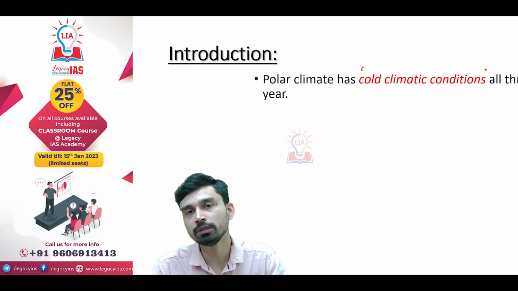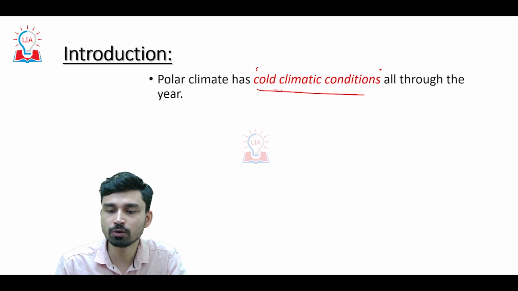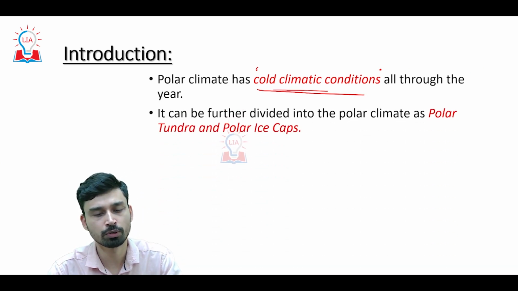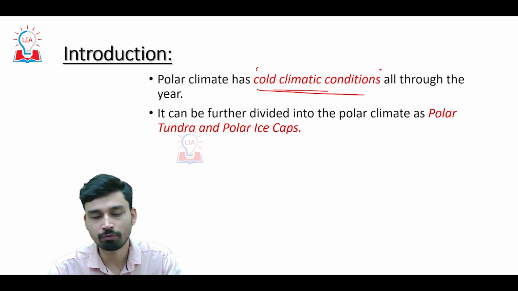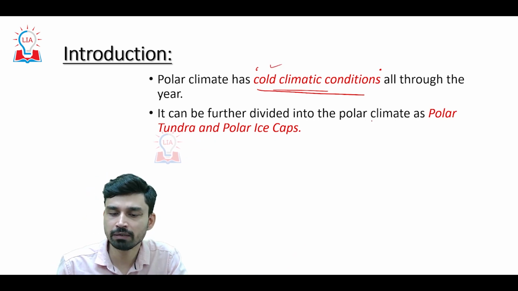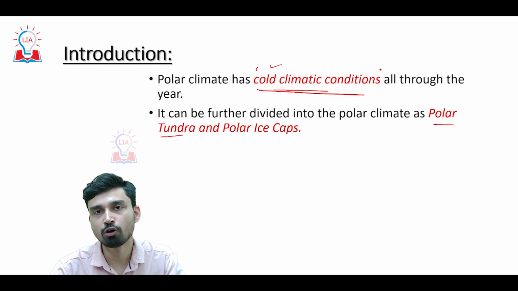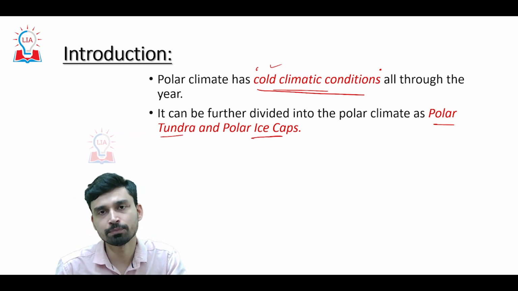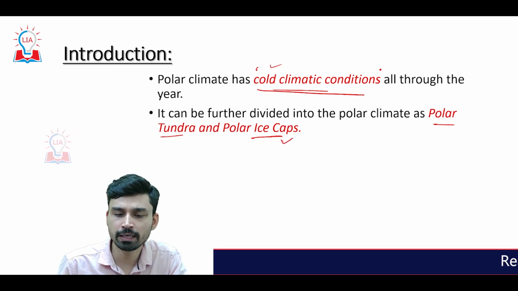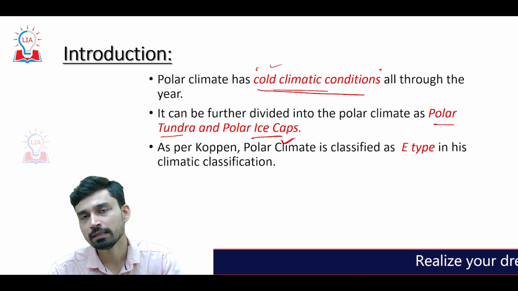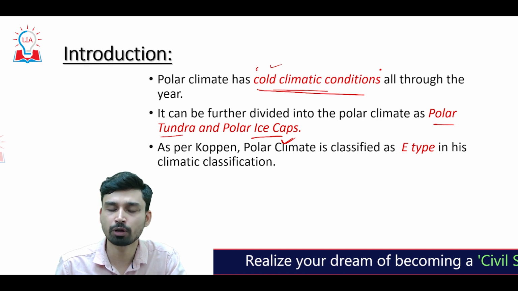First of all, to give you a brief introduction, this climate, since it is in the polar areas near the North Pole in the northern hemisphere and the South Pole in the southern hemisphere, has extremely cold climatic conditions throughout the year. On the basis of temperature and the development of ice, this climatic region can further be divided into polar tundra, where vegetation is to some extent observed, and the polar ice caps, almost at the 90-degree north and south pole, where the areas are completely covered by large, extensive sheets of glacier, ice caps or ice shelf.